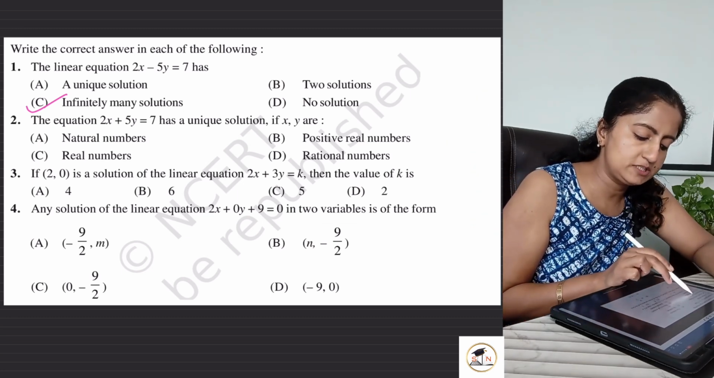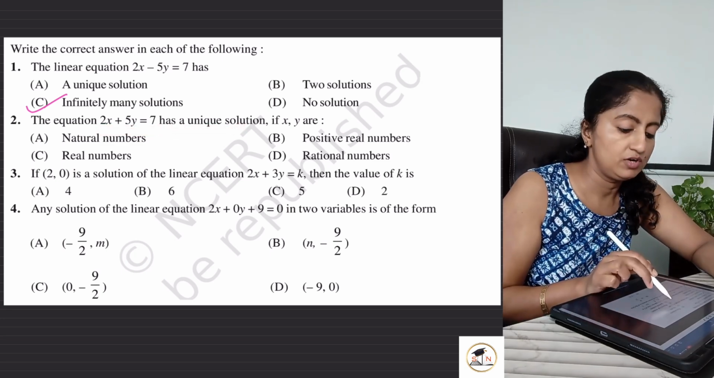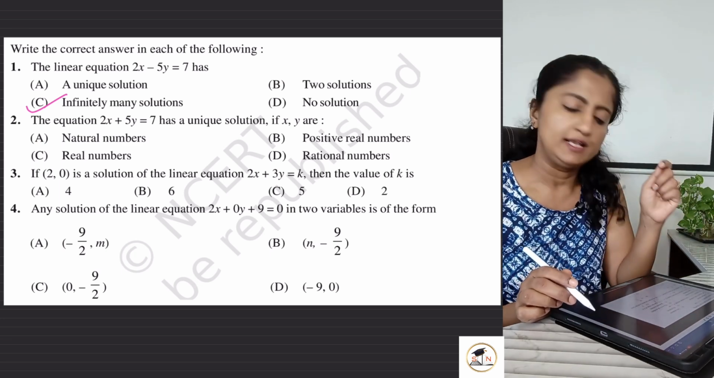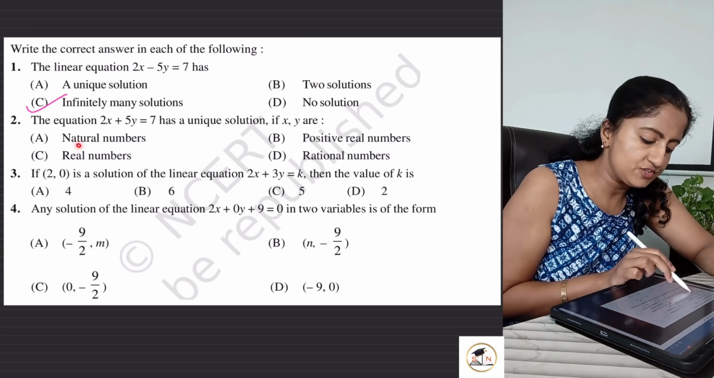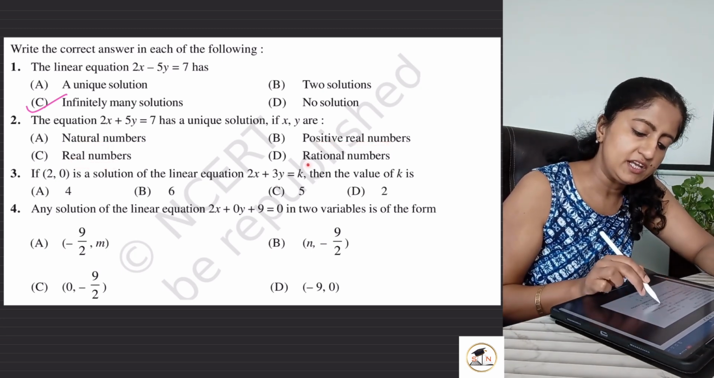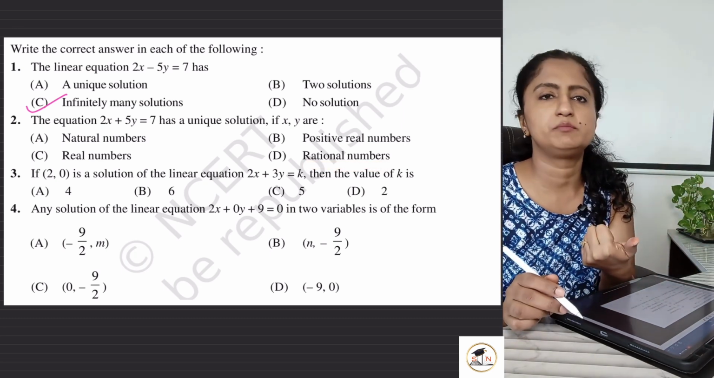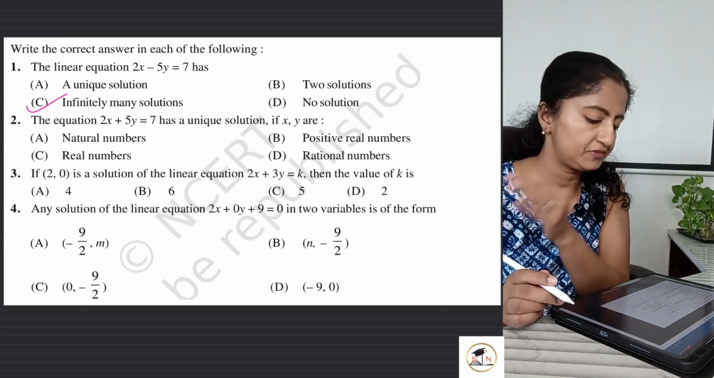The equation 2x plus 5y equals 7 has a unique solution if, now, they are telling us that this has a unique solution. लेकिन वो unique solution कब होगा? When x and y are natural numbers, positive real numbers, rational numbers. Okay, natural numbers. सबसे पहले what are natural numbers? These are the numbers which start from 1 till infinity, right?